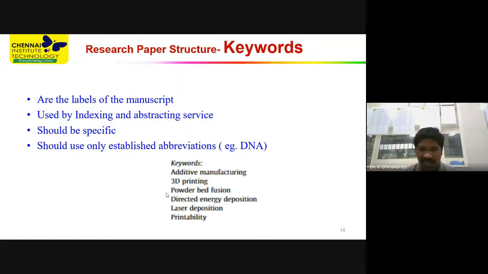See, these are the keywords: additive manufacturing, 3D printing, powder bed fusion, direct energy deposition, laser deposition, and printability. So like this, your keywords should attract. Nowadays additive manufacturing is emerging like anything, so everyone is using the terms additive manufacturing and 3D printing. If additive manufacturing is typed in Google, some articles will come. So like that you have to define your keywords.